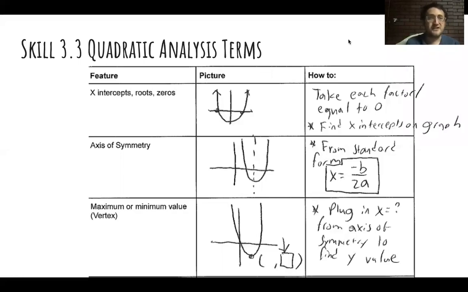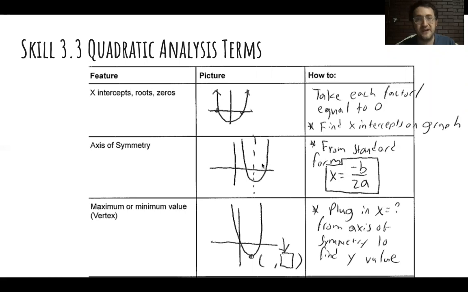Hello, algebra scholars. This is skill 3.3, which is defining quadratic analysis terms. This is going to help us with the special types of functions we're going to get to eventually, because you are going to see things like x-intercepts, roots, and zeros happen continuously, even in things like exponential and rational functions. So we might as well review them in quadratic functions as well.